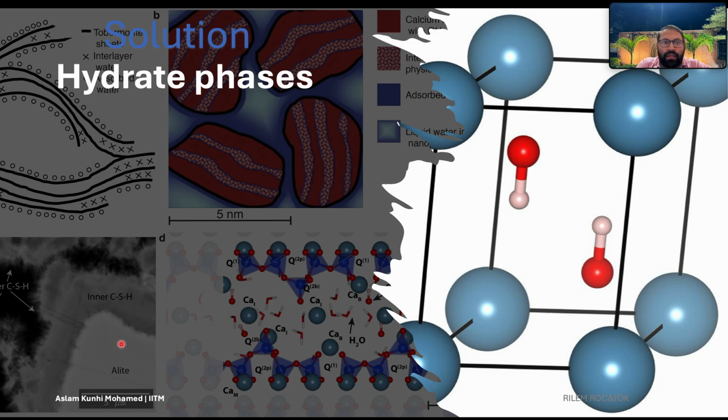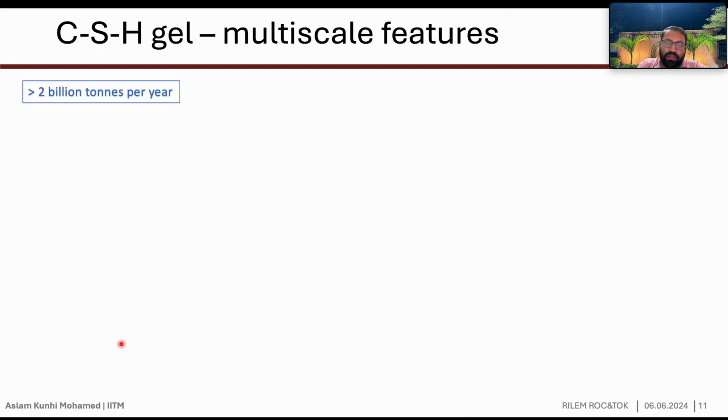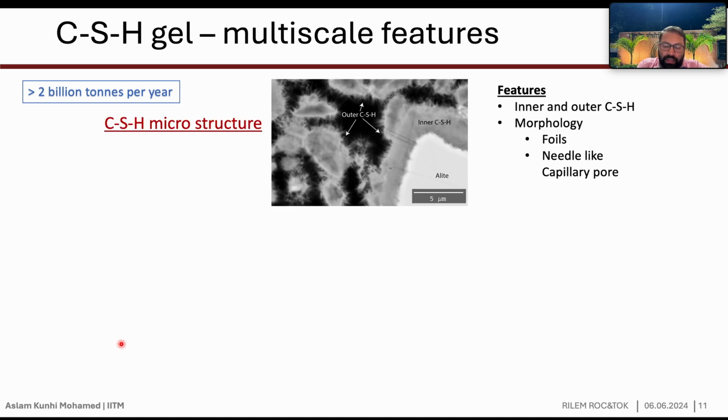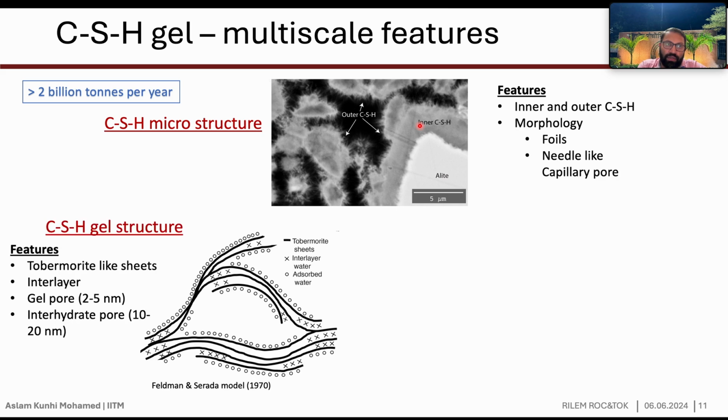Now we have it in solution. People have also looked at the hydrate phases, especially CSH, which has been a topic of study for several decades, simply because its structure is quite complicated. It has multi-scale features, we call it. At the microstructural level, you have the outer CSH and the inner CSH, which can have different morphologies like foils or needle-like and so on. And then at the gel level, it can be associated with the gel pore, which is shown here in this Feldman-Serrada model.